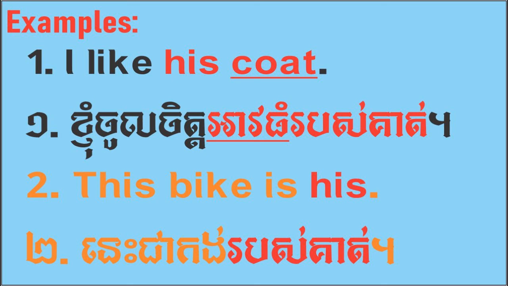Let's look at number 1. I like his coat. Okay, look at the word coat. Coat is a noun. His is used before a noun. Rule number 1 said his used before a noun. So coat is a noun and his is used before a noun. So in sentence 1, you have to use his that stands before a noun. Okay? So that's how we build a sentence on number 1.